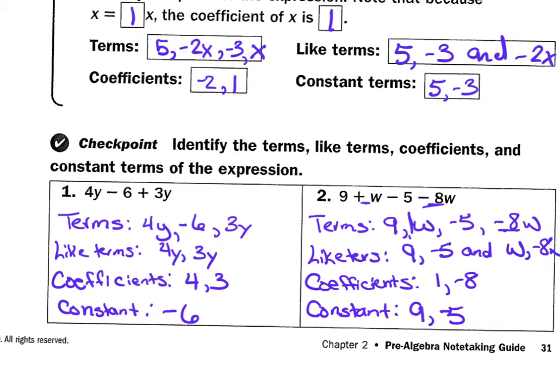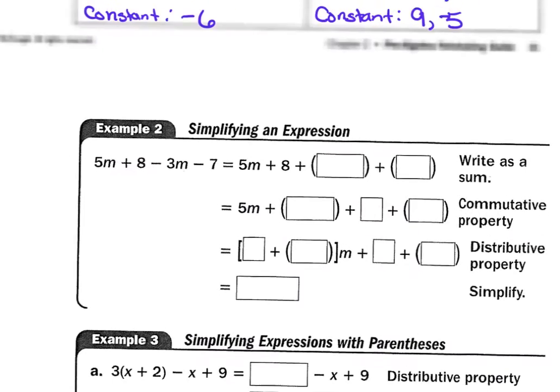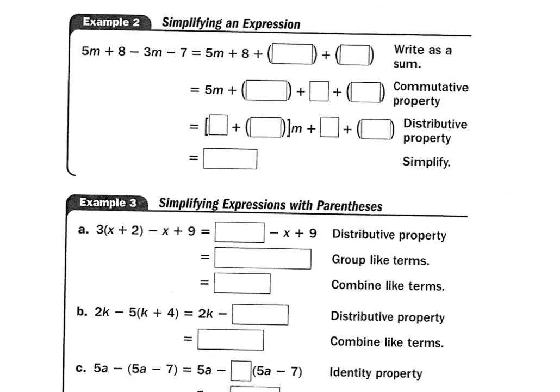Okay, so let's go on to the next page of notes. We're going to simplify by combining the like terms. So what they do is have you write these as addition so that you can see the symbols. So if we have minus 3m, that's the same thing as plus a -3m, and -7 is like plus a -7. So then what we can do is start combining things that are alike. So we can combine the 3m with the 5m, with the -3m, and the 8 with the -7.